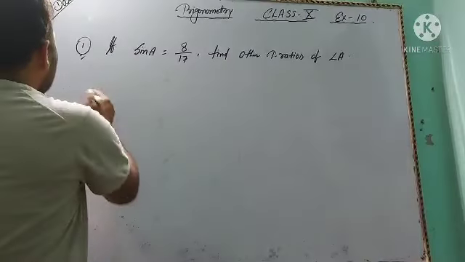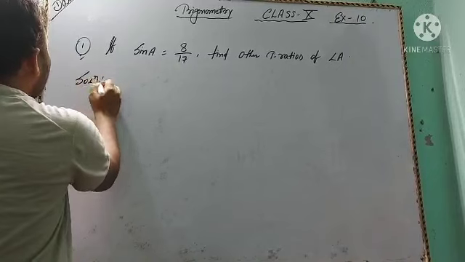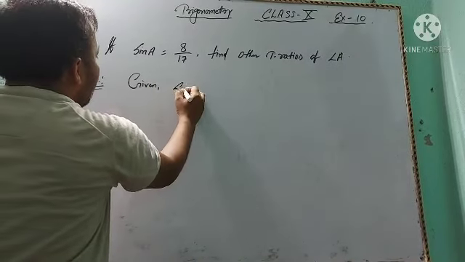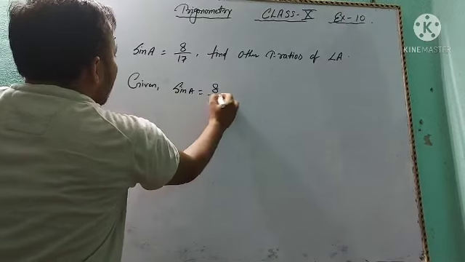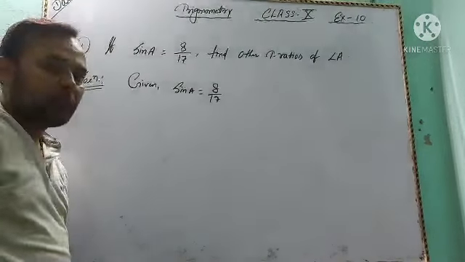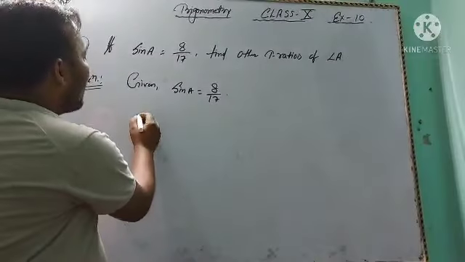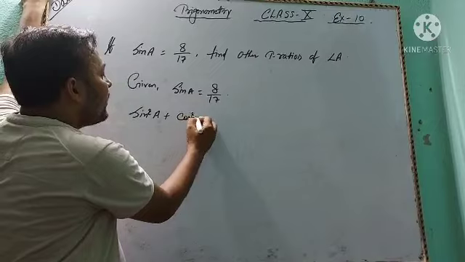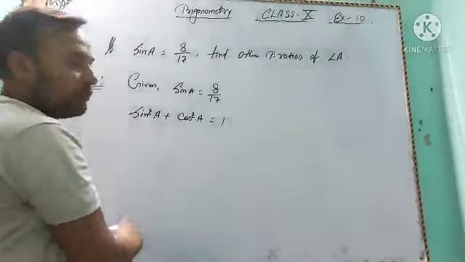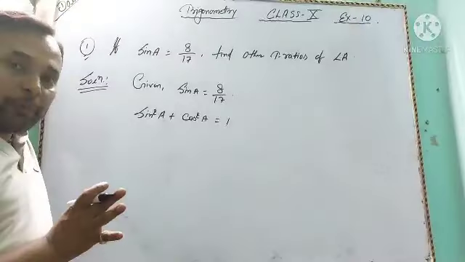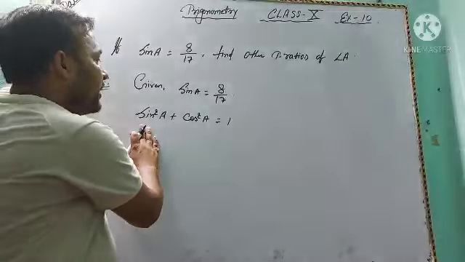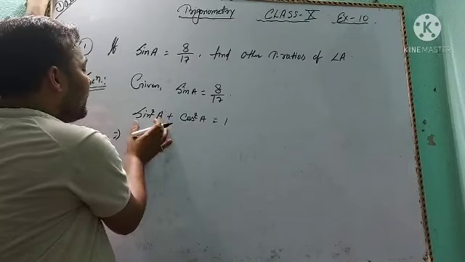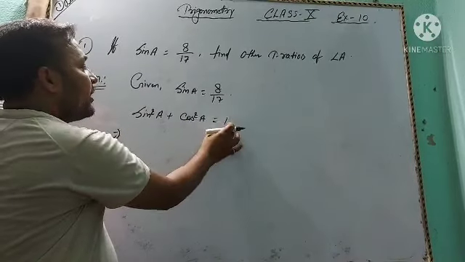So here students, let's start the solution. First of all, given sin A is equal to 8 by 17. Okay, so students, we know that sin square A plus cos square A is equal to 1. This is the square relations between the trigonometric ratios. So here sin square A plus cos square A is equal to 1.